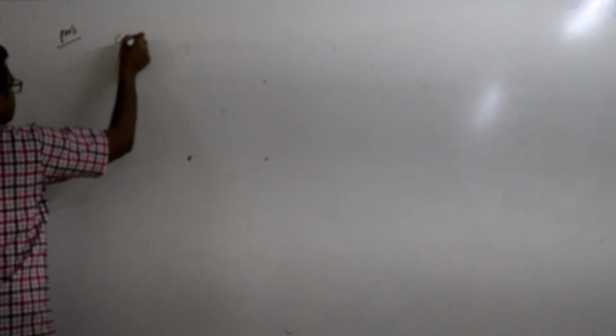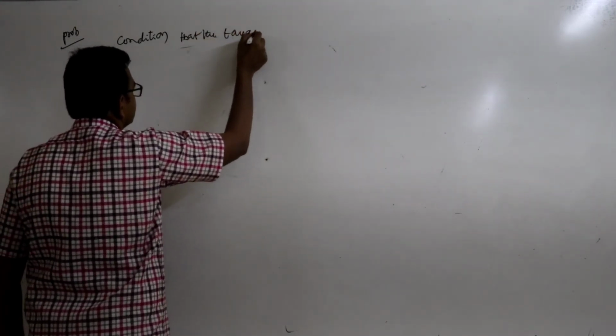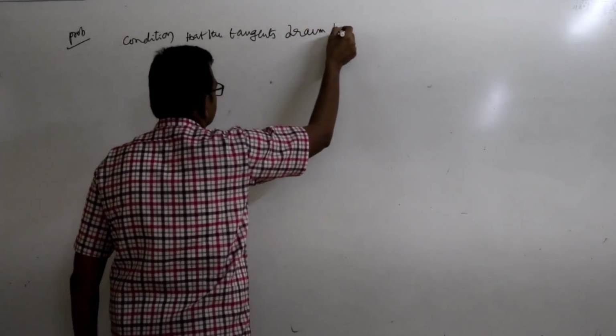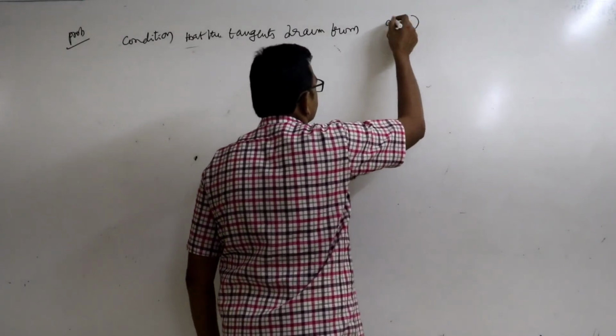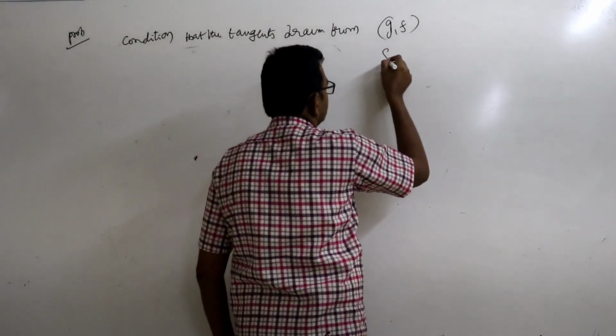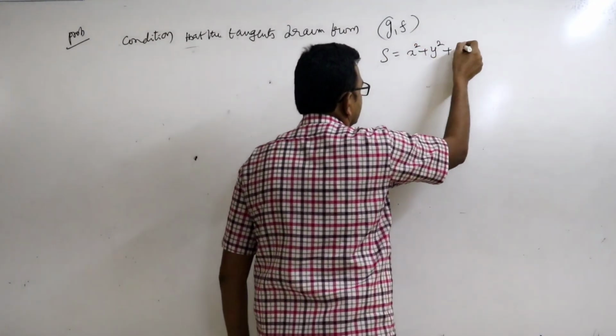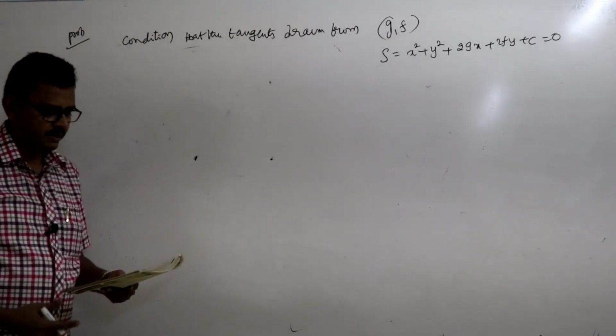Read one problem. Find the condition that the tangents drawn from an external point (g, f) to the circle S equal to x square plus y square plus 2gx plus 2fy plus c equal to 0 are perpendicular to each other.